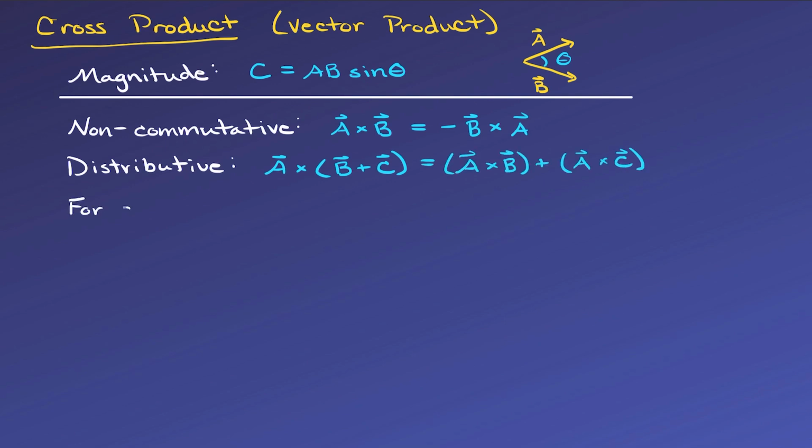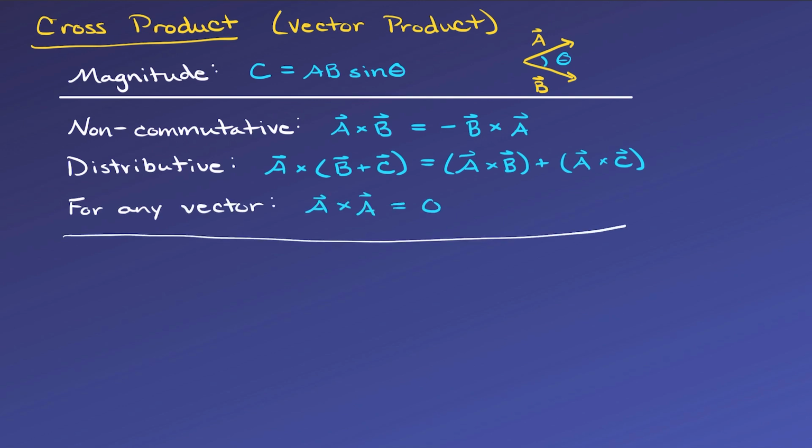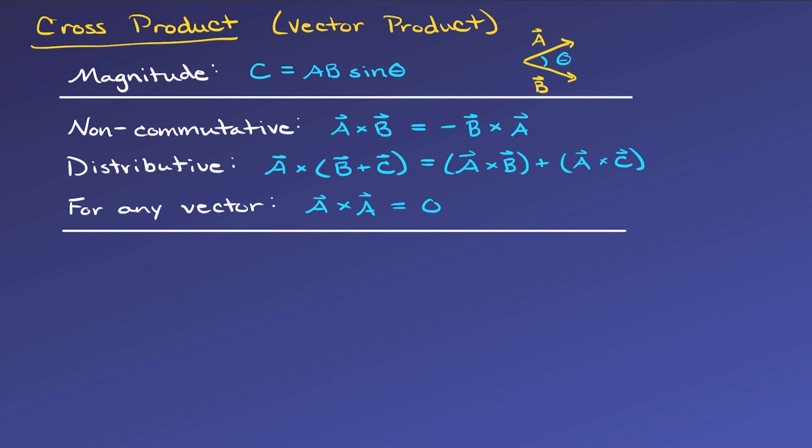And finally, using the definition of the cross product, since no vector can be perpendicular to itself, the cross product between any vector and itself is 0. So if you cross any two vectors and get 0, you know they are parallel to each other, because otherwise some amount of the vectors would be perpendicular.